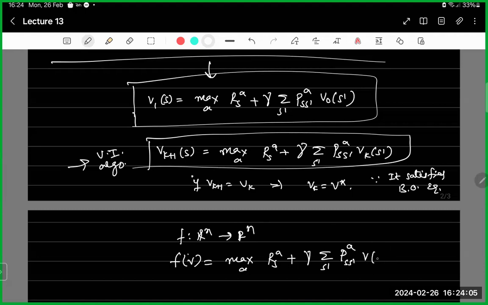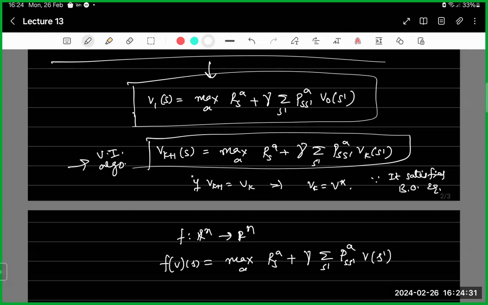V of S dash. So this is F of V of S. This is the S part of that vector. So after applying F, this will be the S component of that vector, right?